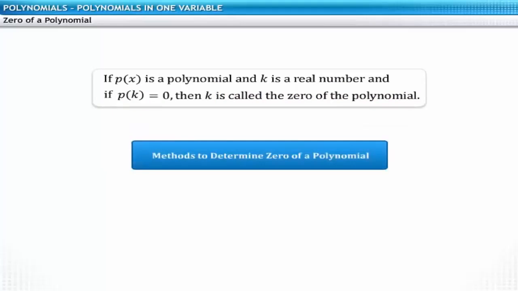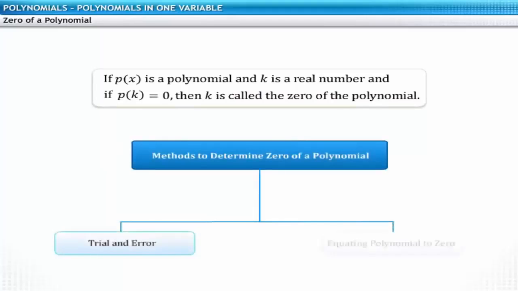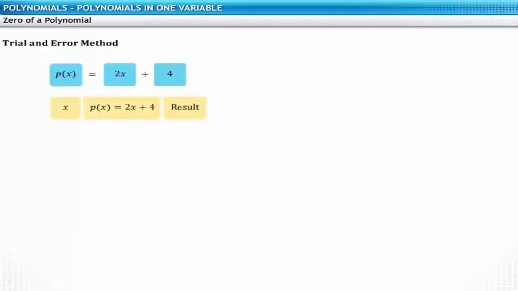You can determine the zero of a polynomial through two methods: by trial and error and by equating the polynomial to 0. Consider a linear polynomial, P of x is equal to 2x plus 4. Let's first use the trial and error method to find the zero of this polynomial.